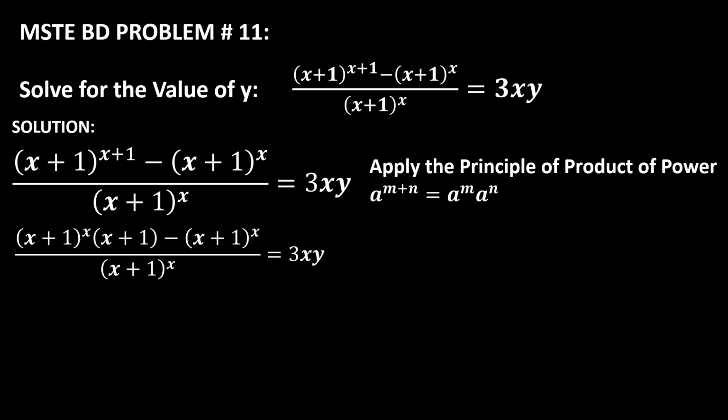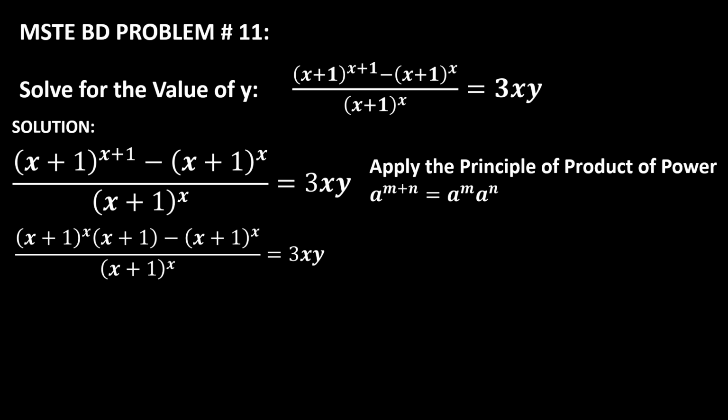At the numerator, we have (x plus 1) raised to the x times (x plus 1) raised to the first power, minus (x plus 1) raised to the x, all over (x plus 1) raised to the x power, equals 3xy. Because if we factor x plus 1 raised to x plus 1, that is also equal to (x plus 1) raised to the x power times (x plus 1) raised to the first power.